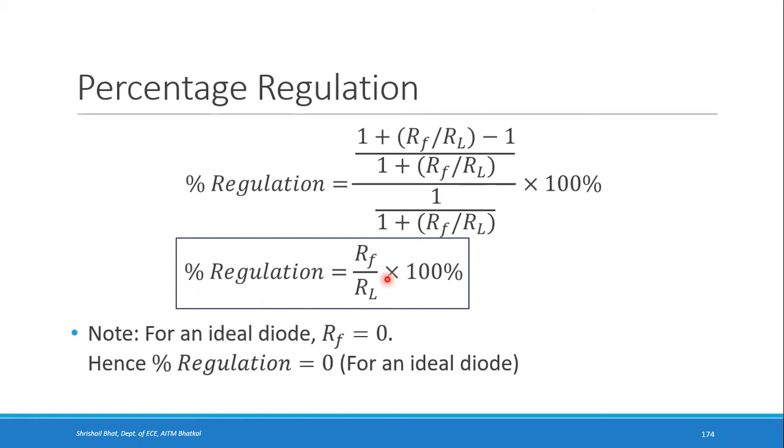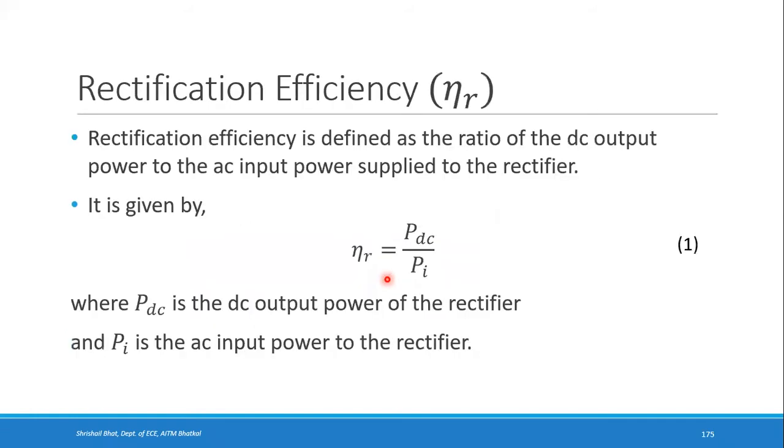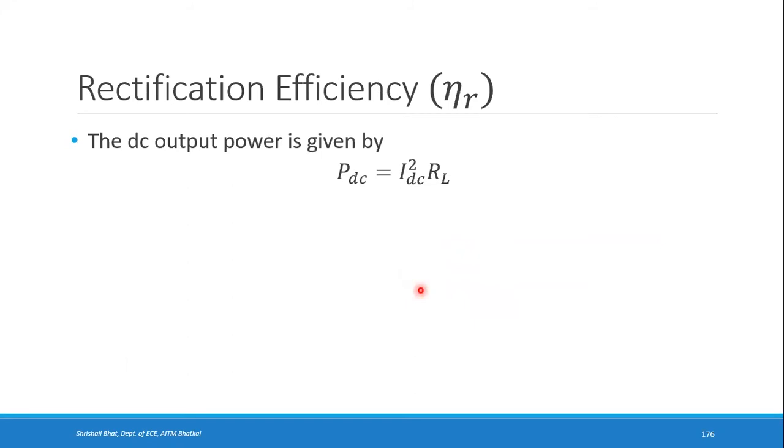The next parameter we had is efficiency, or the rectification efficiency. Efficiency is the ratio of DC output power to the AC input power, right? Ratio of DC output power to the AC input power, PDC divided by PI. So how do you find PDC? It is IDC square into RL, because at the load you have only the load resistance at the output.